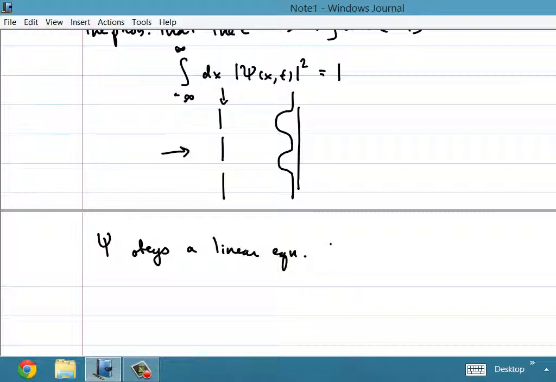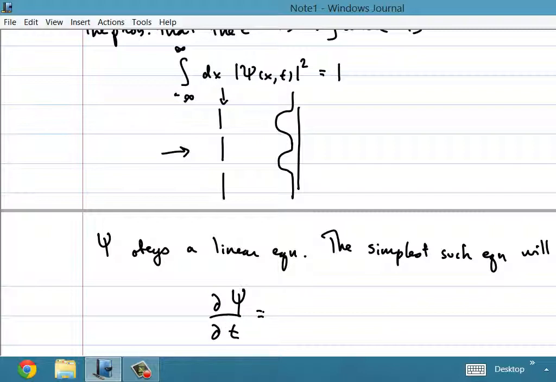And the simplest sort of linear equation, the simplest one we could imagine writing down, will be an equation where you just take the time derivative of psi and set it equal to something involving spatial derivatives of psi.